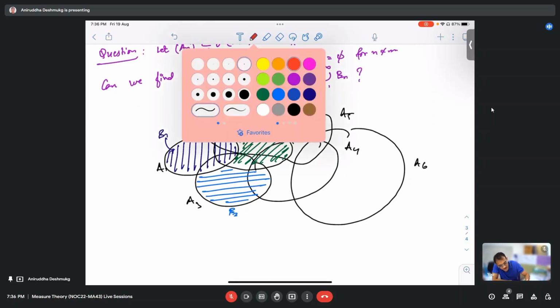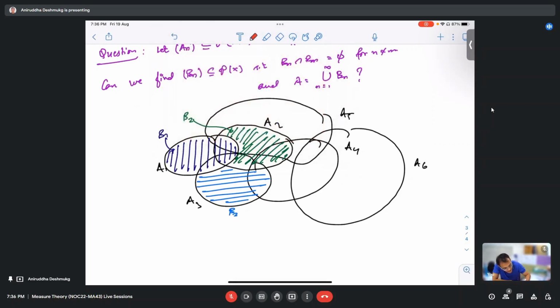Next, B4. From A4 I want to construct it, and I will ignore the previous intersections. So this is B4. And then we can continue this way. So B5 will be somewhere here. Every time I am constructing a new set, I am taking care that the new color does not go inside the old color. And then B6 will be somewhere here.